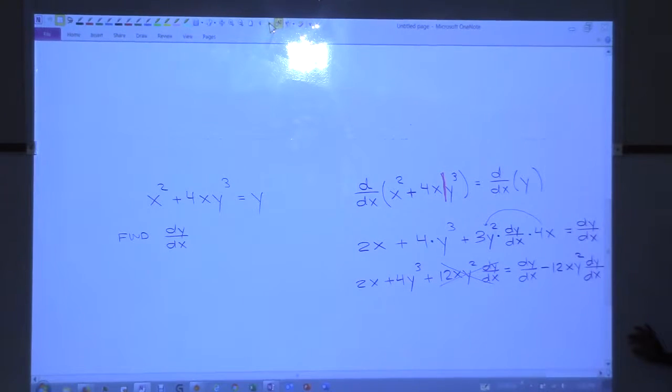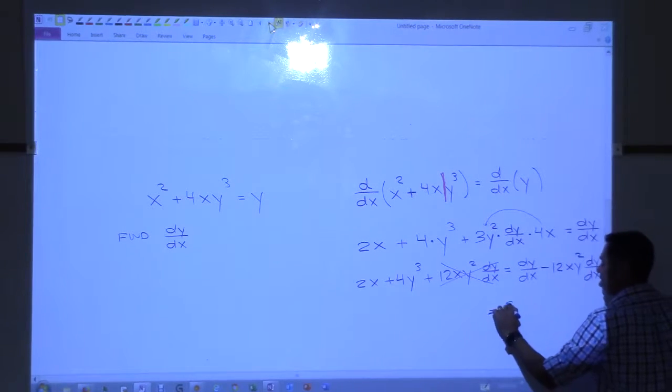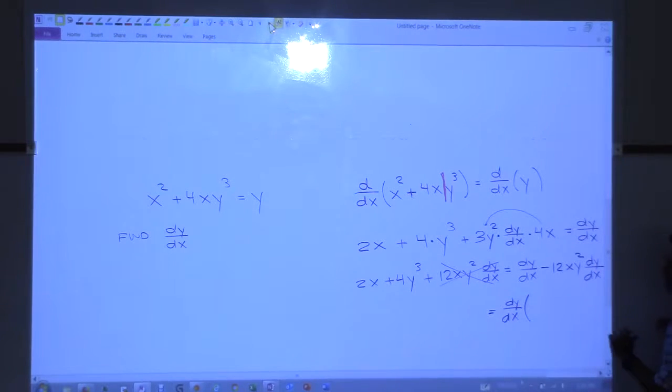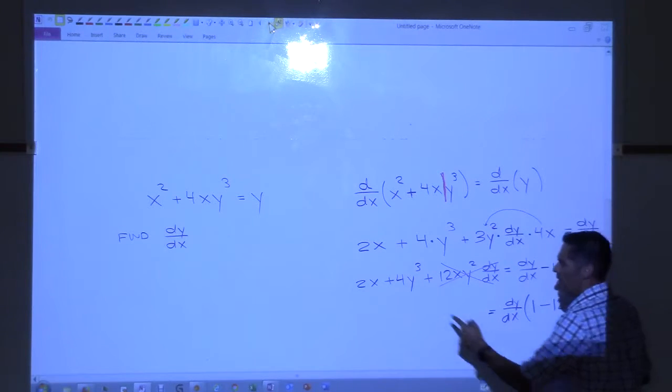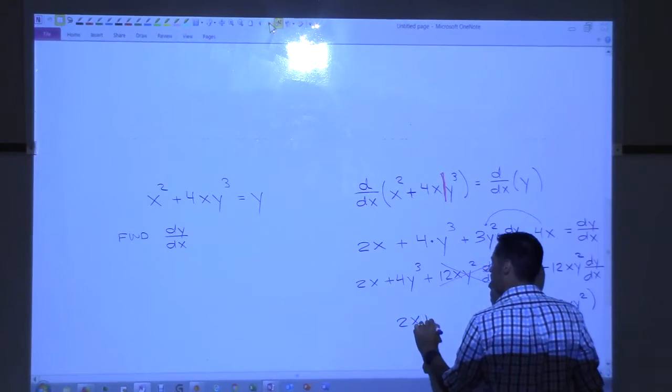All right, now that I'm here, what's the whole point of getting these together? Factor out dy/dx. So the left or right side is dy/dx. And when I pull that out, be careful here. When you pull dy/dx out of here, what do you get? 1. Minus, and over here, you're just left with the 12xy squared, right? And on this side, the only thing that we had left was 2x plus 4y cubed.